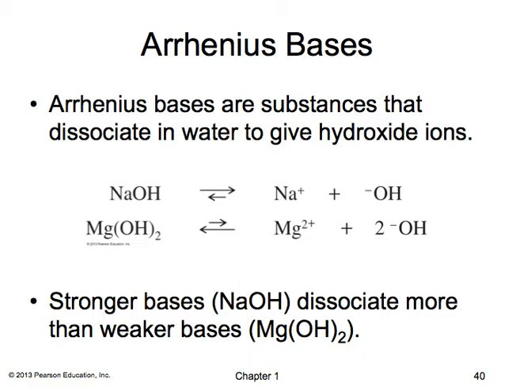In terms of Arrhenius bases, they are substances that dissociate in water to give hydroxide ions, with sodium hydroxide and magnesium hydroxide shown here as examples. They dissociate in water here, giving a hydroxide, and in this case giving 2 hydroxides. Stronger bases, like sodium hydroxide, dissociate more than weaker bases, like magnesium hydroxide.